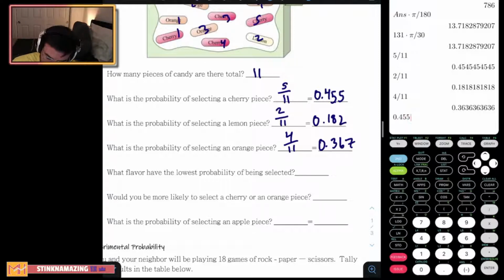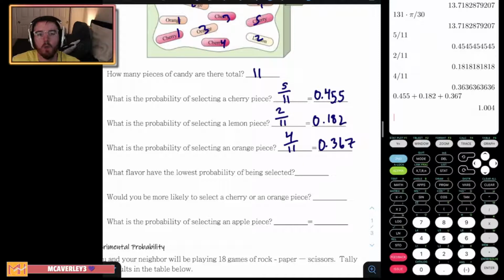And if you add all three of those up, 0.455 plus 0.182, oops, not 1.82, 0.182, plus 0.367, you'll see we get an answer of essentially 1. Due to my rounding, our answer was thrown off a little bit, but it essentially adds up to 1, because you've got a possibility of this event, possibility of this event, possibility of this event. Add them all together, you get 1.